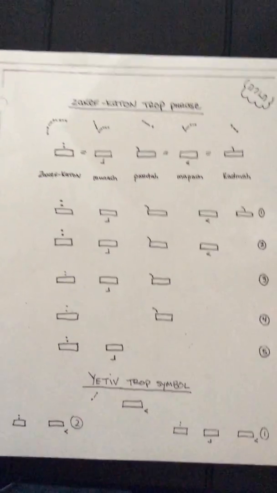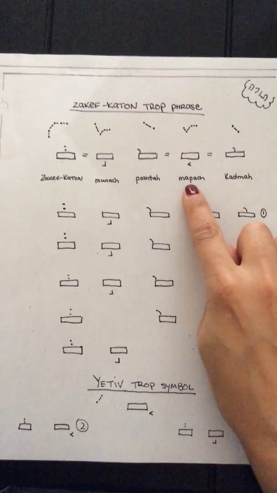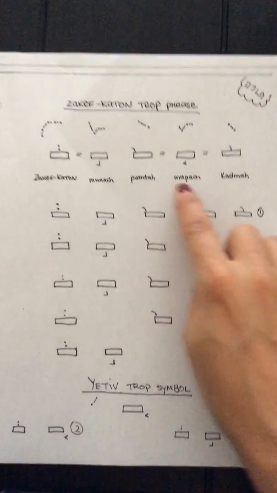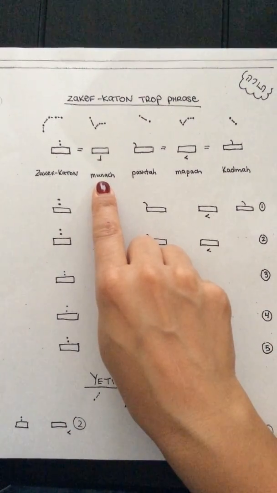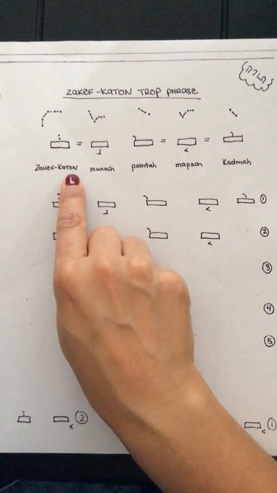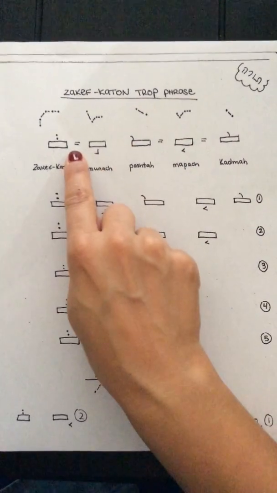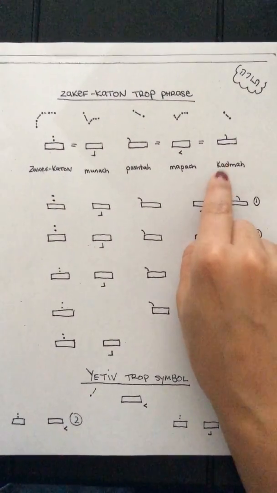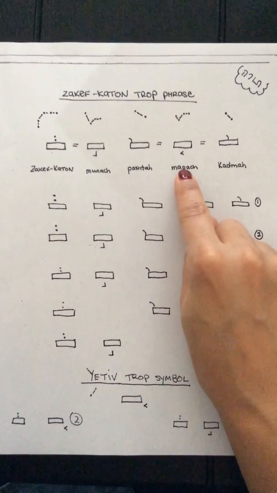So, here's how the whole family sounds. Kadma, mapach, pashta, munach, zakef katon. And before I talked about equal signs between tropes, and those essentially indicate for the melody, finishing the trope is the first melody on the following trope.